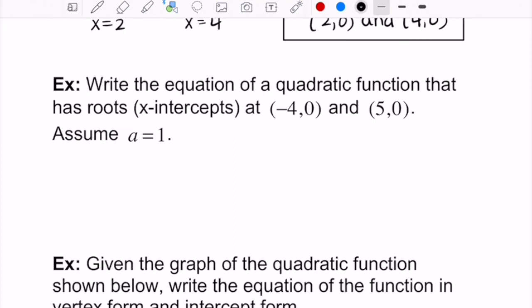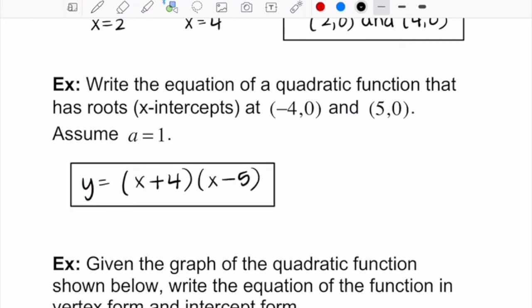The next example wants us to write the equation that has x-intercepts at (-4, 0) and (5, 0). So you want to work backwards based off what we did in the last question. So y equals, if it has an x-intercept at -4, that means that one of the factors would have to be x plus 4. And then if it has an x-intercept at 5, it means that one of the factors would have to be x minus 5. And so the equation written in intercept form would be (x plus 4) times (x minus 5).